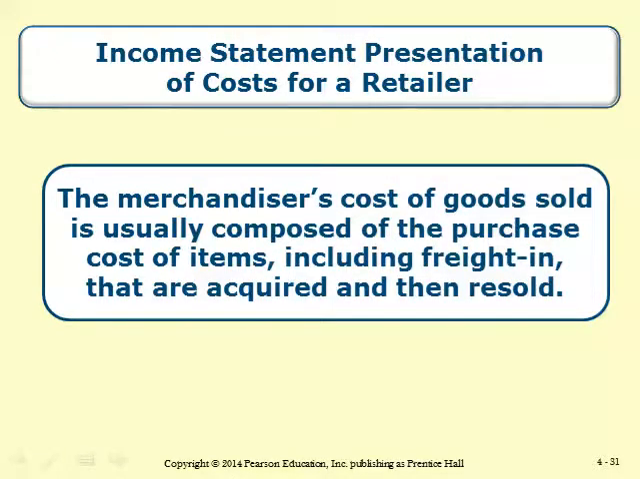On the other hand, the merchandiser's cost of goods sold is usually composed of the purchase cost of items, including freight in, that are acquired and then resold. On a merchandiser's cost of goods sold, they aren't broken down into the different components such as direct materials, direct labor, and direct manufacturing.